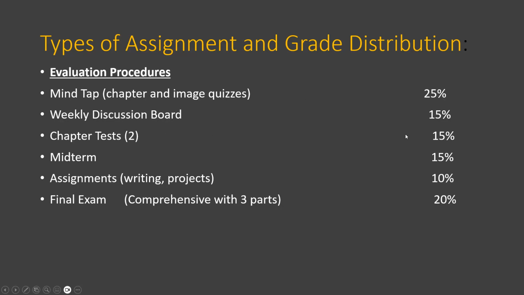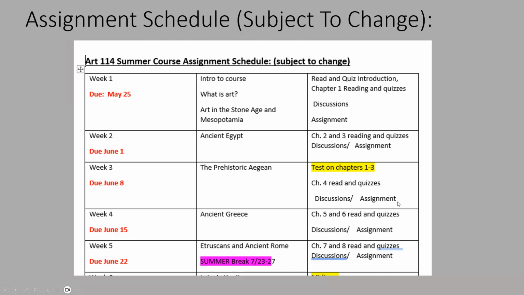Weekly discussion boards are 15. Chapter tests are 15 collectively, so both tests together. There's a midterm for 15. Assignments and written projects, which I'll start week 3 or week 4, are 10%, and then the final exam has 3 parts. That is worth 20%. I sent this out to you. It's on our first module, so go ahead and look through this again.